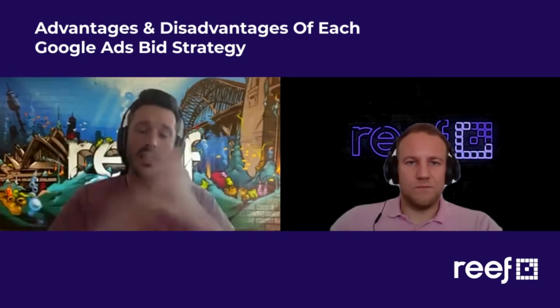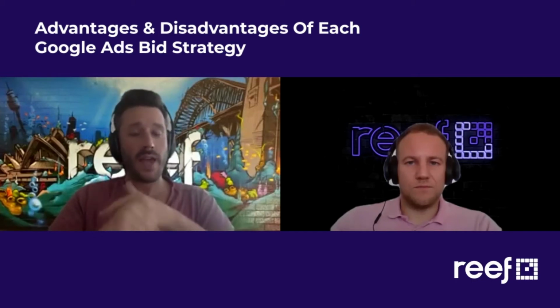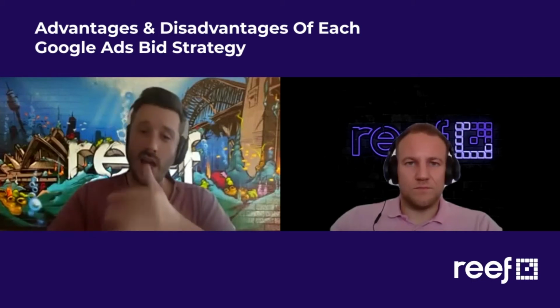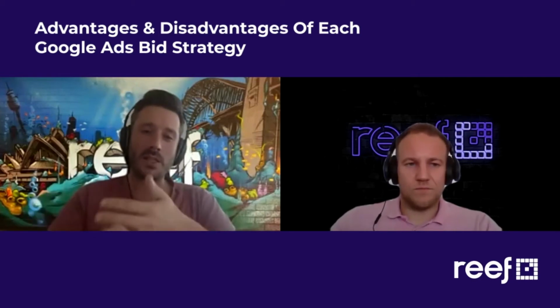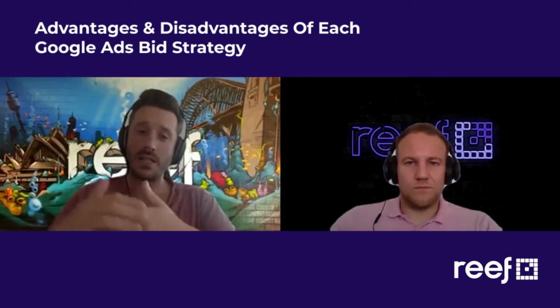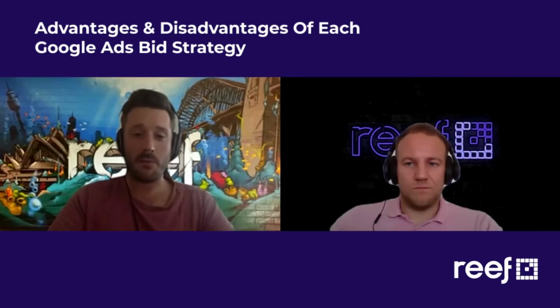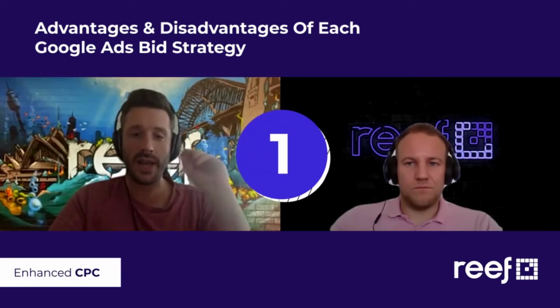So with that said, the ones I'll look at are Enhanced CPC, which is kind of a bidding strategy light introduction, followed by Maximise Conversions, Maximise Clicks, Target CPA, and then Target ROAS. So to begin with, we'll jump into Enhanced CPC.